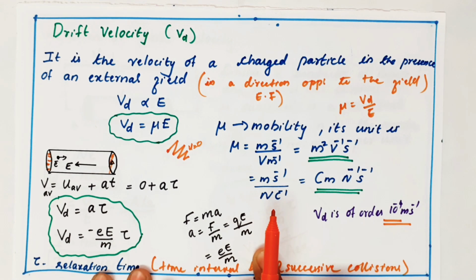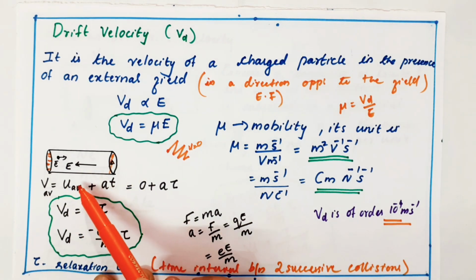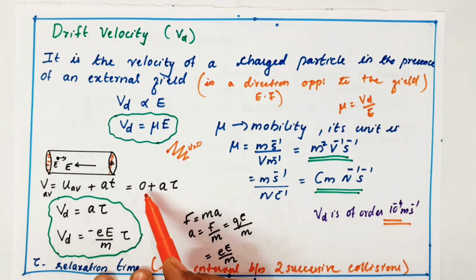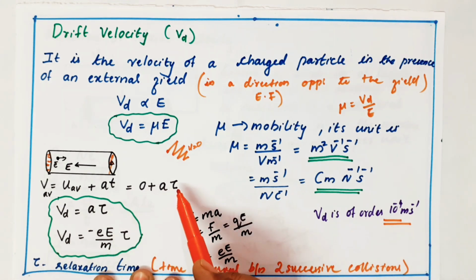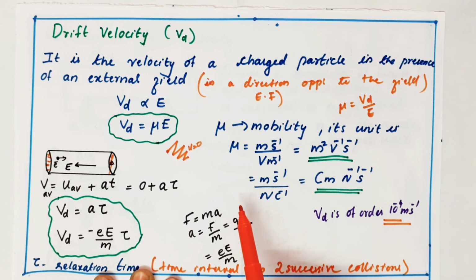So what happened to your equation? You see, V equals U plus at. U, I told, if there is no field, or the average velocity in the initial case due to random motion, is 0. 0 plus at. I can write Vd equals a into tau, where a is acceleration. I can write F equals ma, a equals F by m. What is F? QE. QE by m.